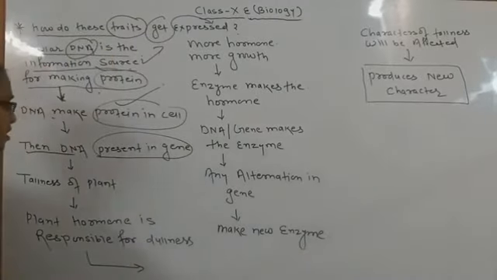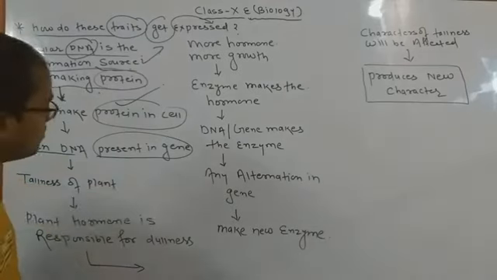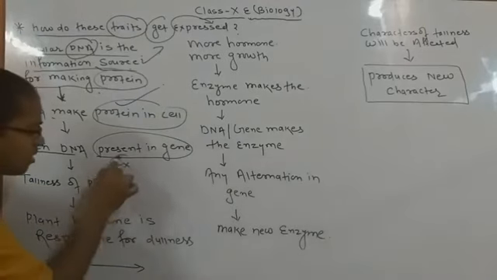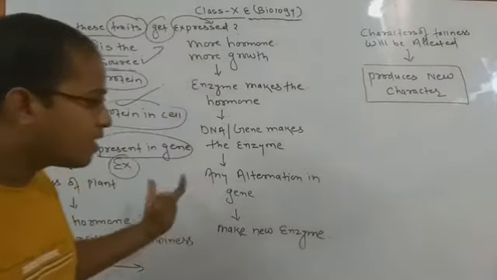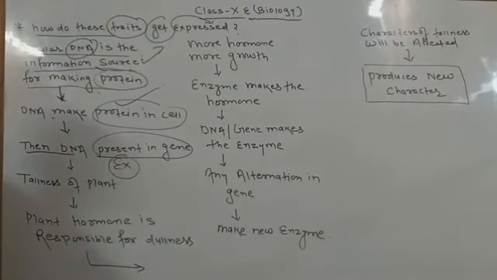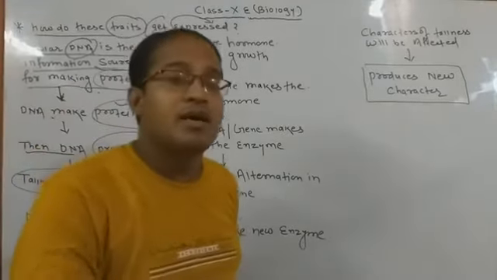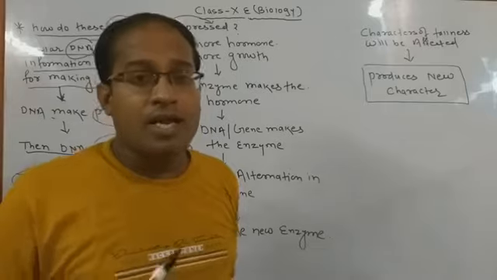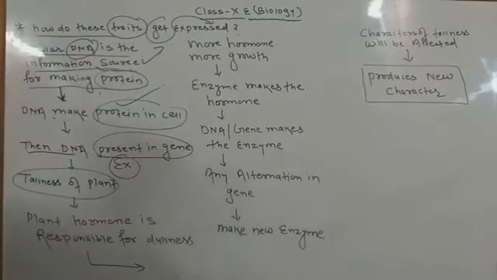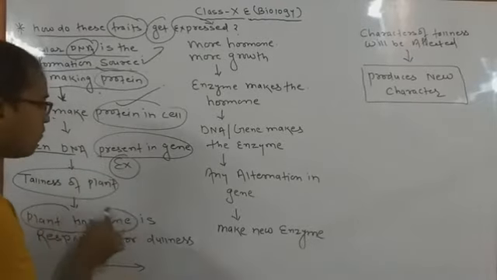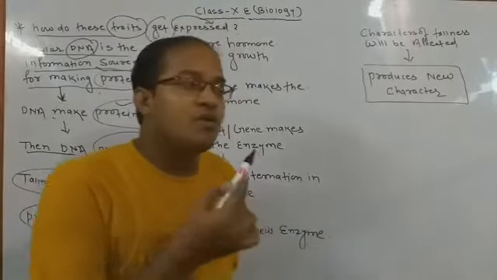Most important point. After that, we are going to discuss how characters are expressed by taking the example of a plant. Here we take a plant example to understand. Suppose a plant is tall, highly tall. On what basis is it tall? We know that plant hormones are responsible for their tallness.